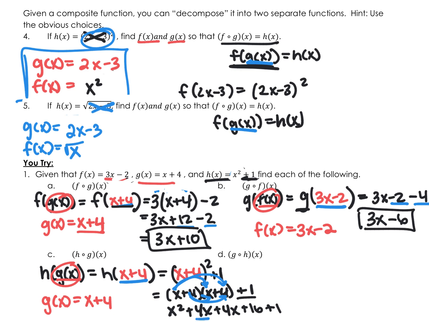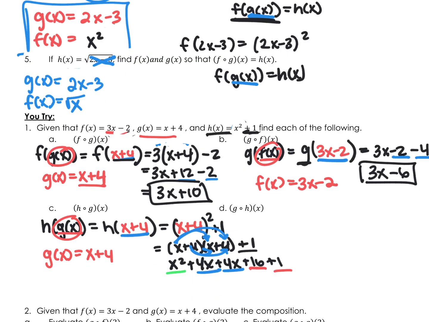So we can do some combining. We have 4 x's that we can combine. Those are x's. The x squared cannot combine. There's no other x squared, but then the numbers can combine. So when we combine these, we'll end up with x squared plus 8x plus 17.